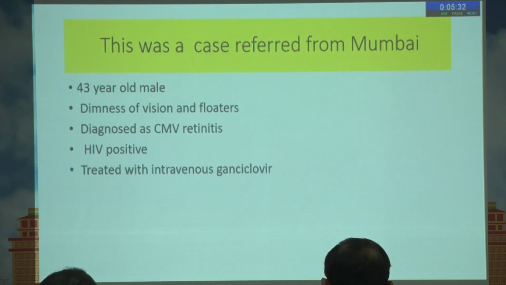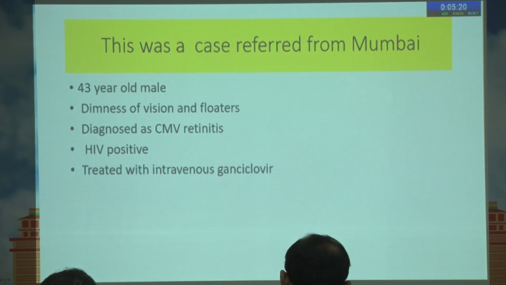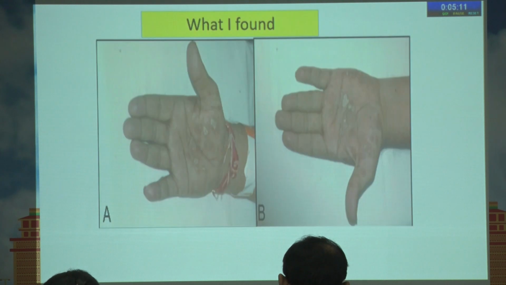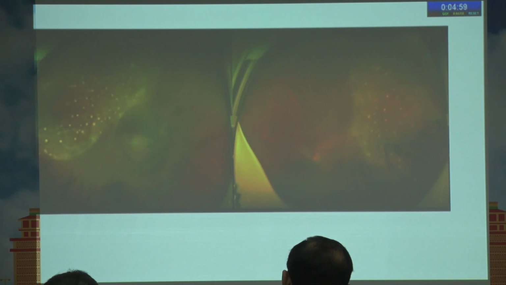Case 2, this was a case referred from Mumbai, 43-year-old male, dimness of vision and floaters, diagnosed as CMV retinitis, HIV positive, treated with intravenous ganciclovir, thinking that it is CMV retinitis. I used to shake hands with all patients routinely before the COVID era, of course, but I found something wrong in his hands. What did I find? What is that? There were rashes, syphilitic rashes, and my diagnosis was not difficult.